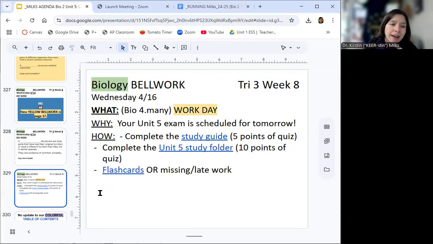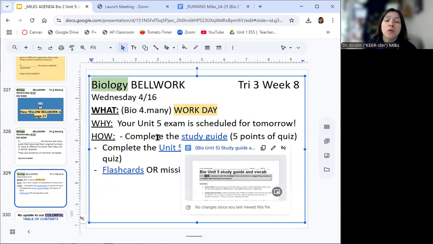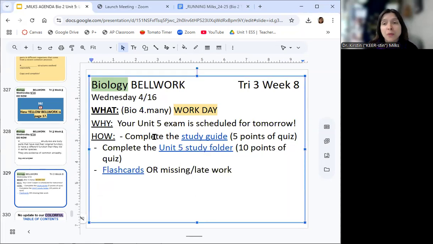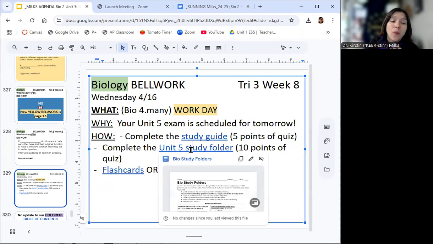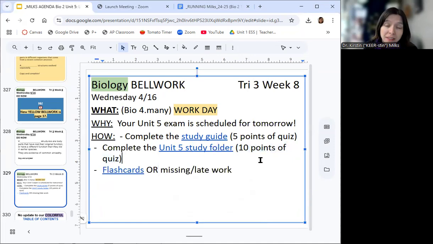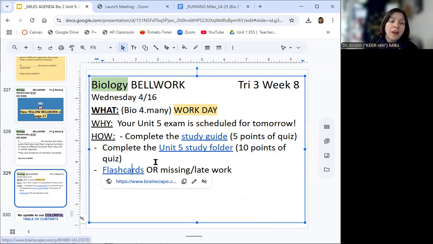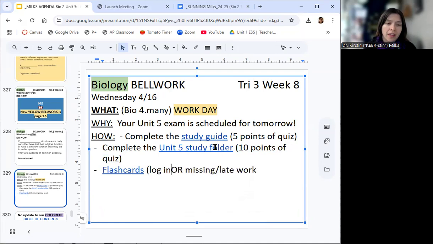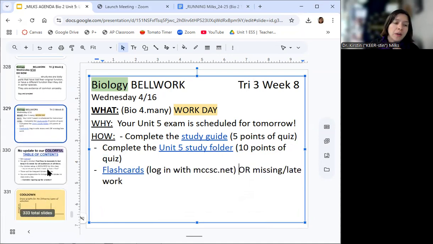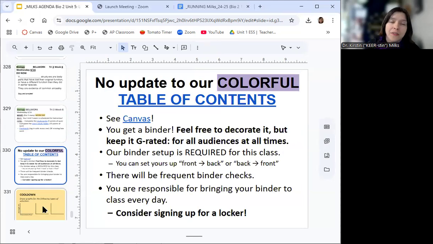All right, it's a work day today. So a couple options. You should complete the study guide. That's going to give you 5 points in your quiz average, so it's going to protect you from your test score. It's going to help bump your test scores category. And I want you to complete the Unit 5 study folder. As always, those are 10 points worth of quiz. Now, if you're all done, we have flashcards available for you. They're in Brainscape. I should write down that you have to log in with mccsc.net, or you should work on missing or late work. We have no updates to our colorful table of contents today.